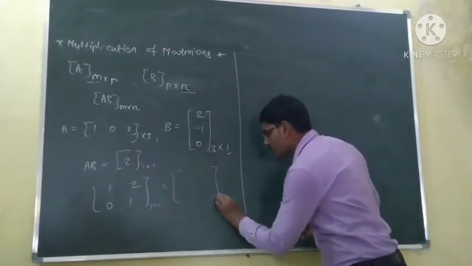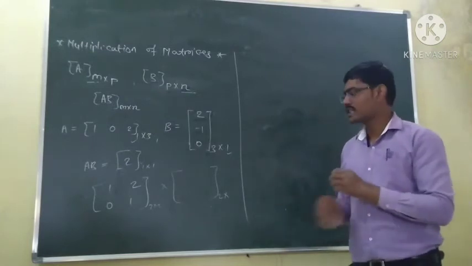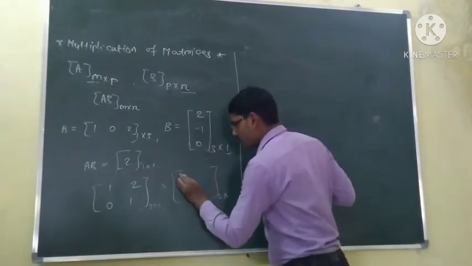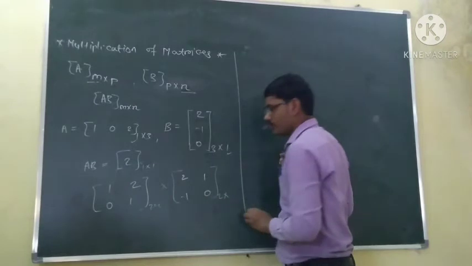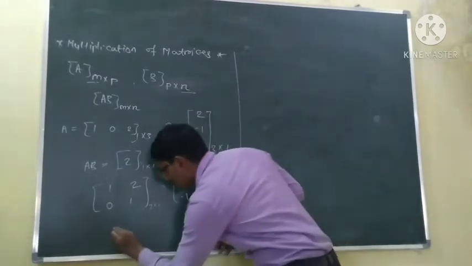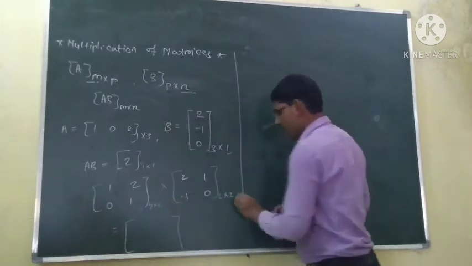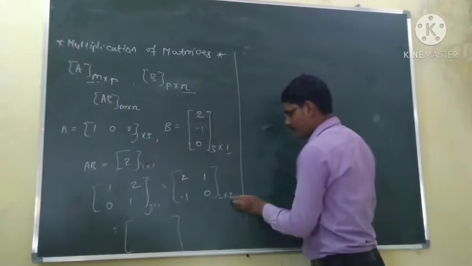So here the rows must be 2, and the columns can be any number, but for simplicity we will again take a 2 by 2 matrix. Okay, so the matrix we take is [2, 1; -1, 0]. This multiplication is again a 2 by 2, so the order of the product matrix will be 2 by 2.